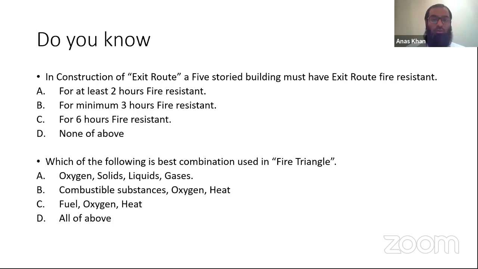Very good. Which of the following is the best combination in the fire triangle?